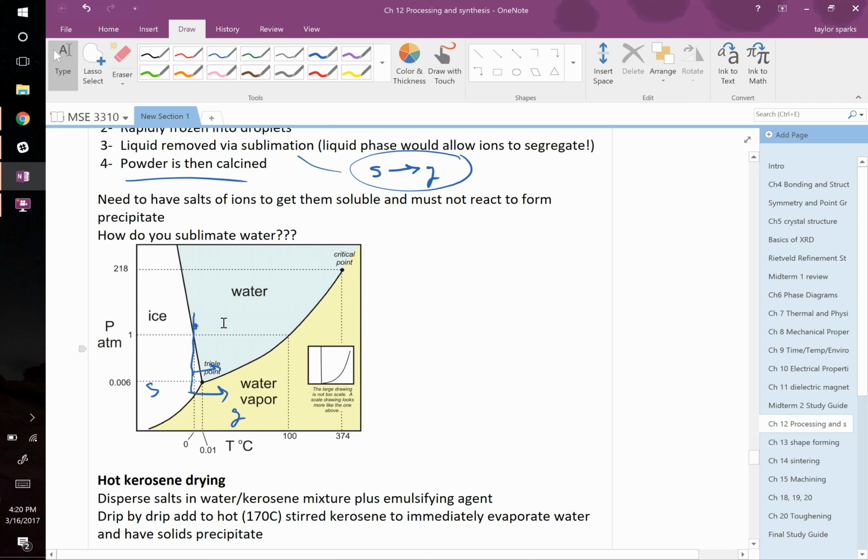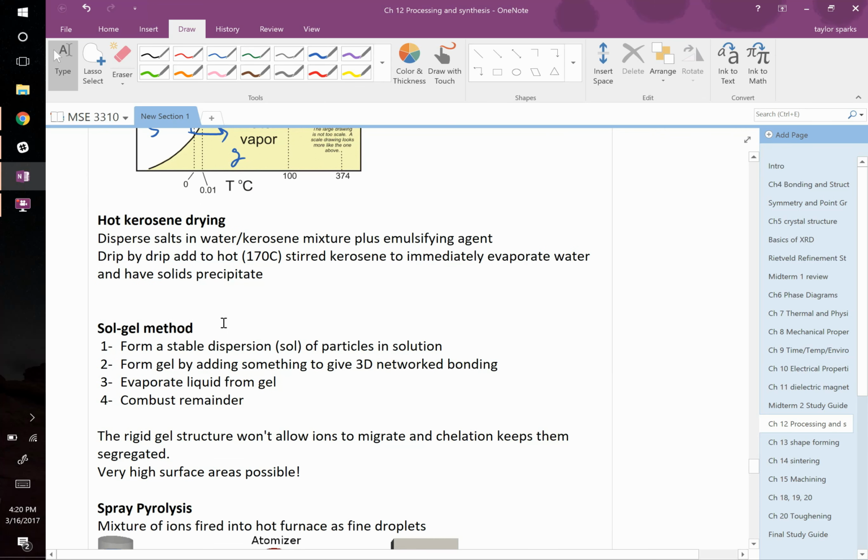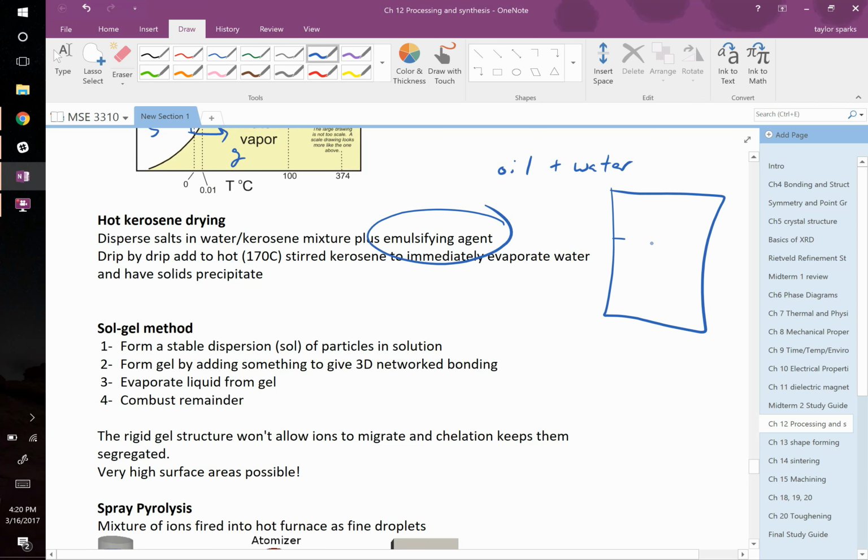All right, there's something else called hot kerosene drying. Hot kerosene drying is a pretty cool technique. You're going to disperse your salts in a water or kerosene mixture, right? You're going to add an emulsifying agent. What does an emulsifying agent do? It's something like oil plus water. If you mix those two things up, they're going to separate, right? You'll have oil and water separate. But if you were to shake that up, then temporarily you'd have a bunch of small little particles which are separated from one another. You want to get it in that state, right?